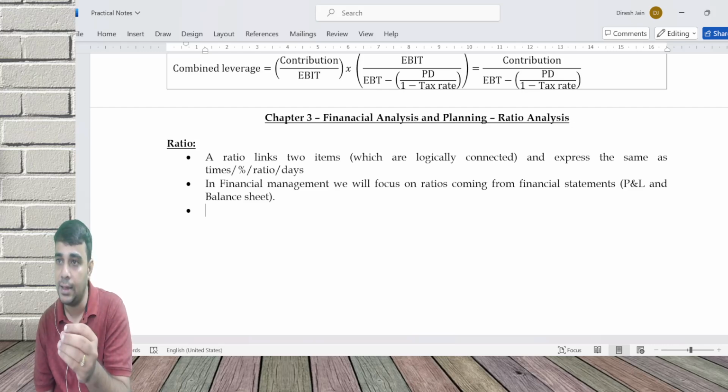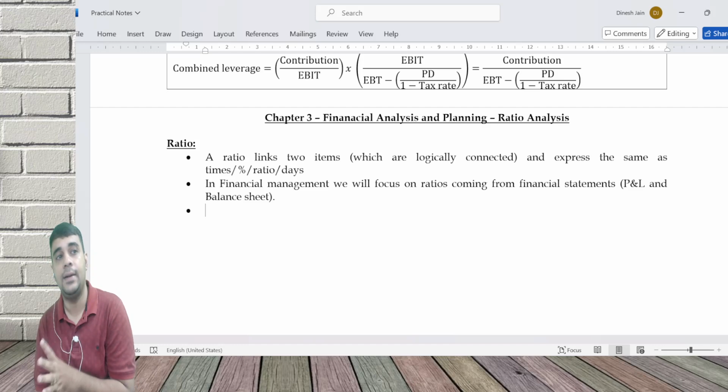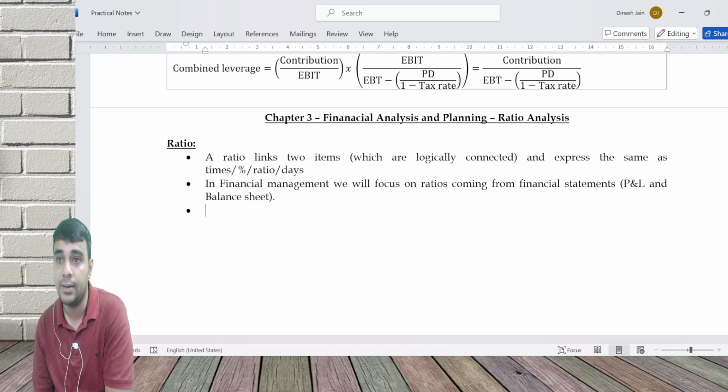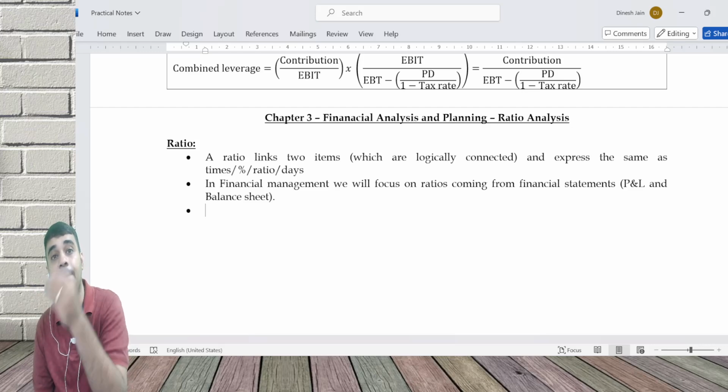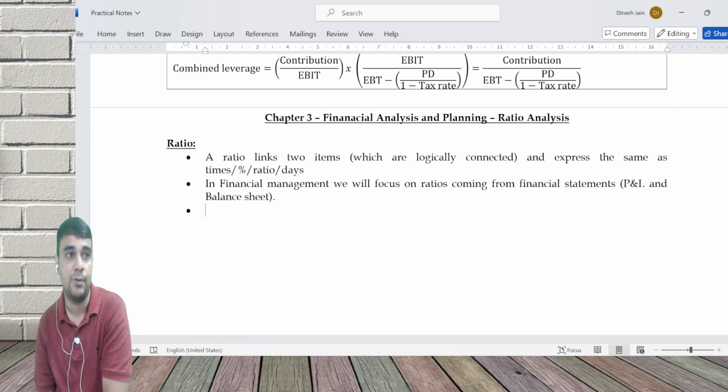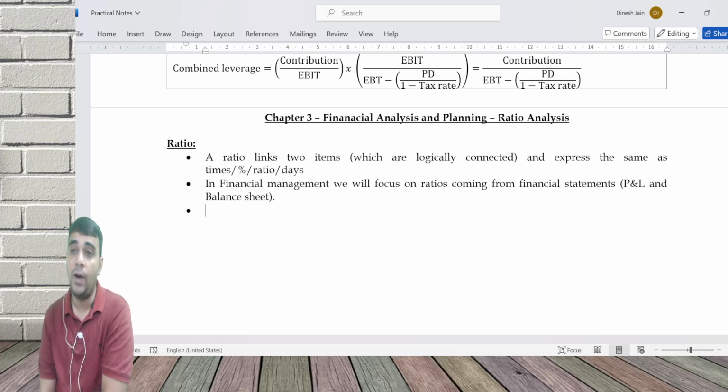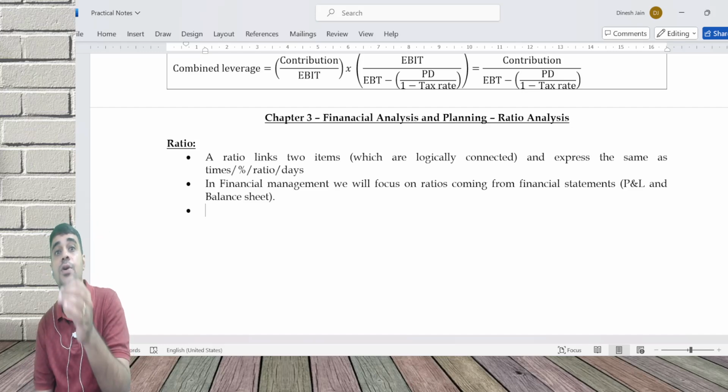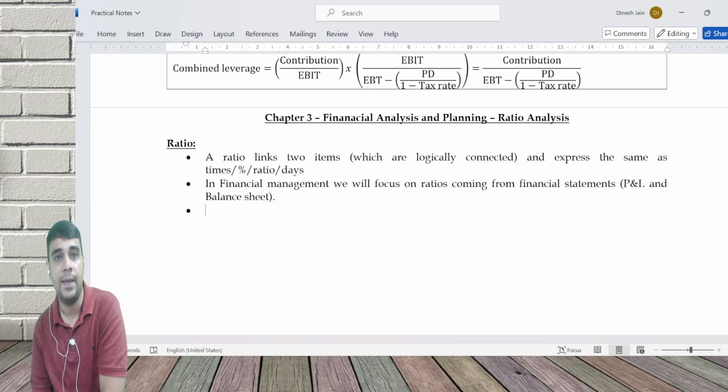If you are taking one item from P and L, one item from balance sheet, we have done ROE, return on equity. We used to use a formula called EAT divided by amount of equity. Wrong. EAT divided by average amount of equity. You should take average amount of equity. We used to do cost of capital as EBIT divided by debt plus equity. No, average debt plus average equity. What is average? Opening plus closing, divided by two. Why are all these averages needed? To ensure that you are not impacted by an as-on-date figure.